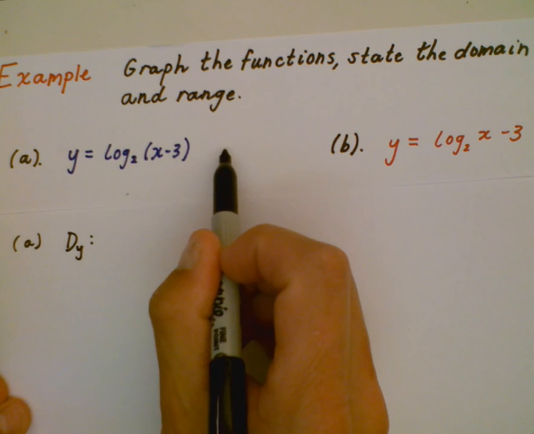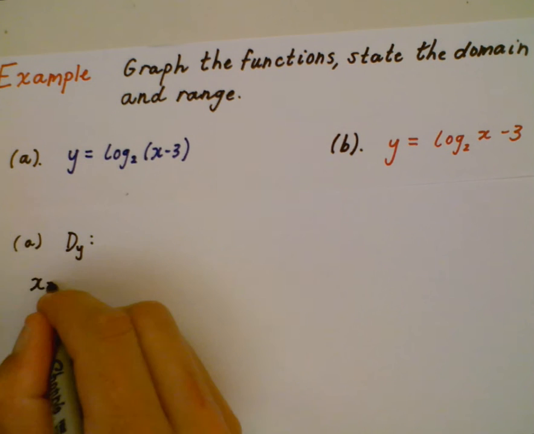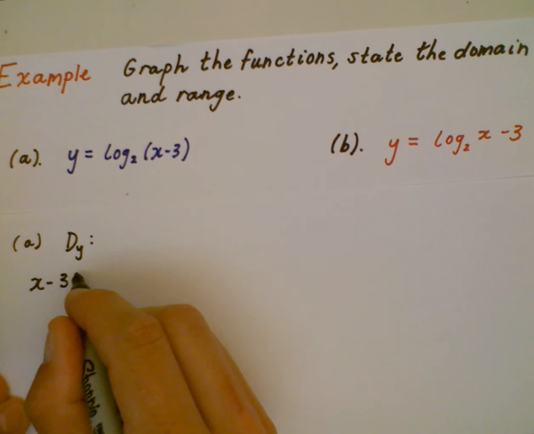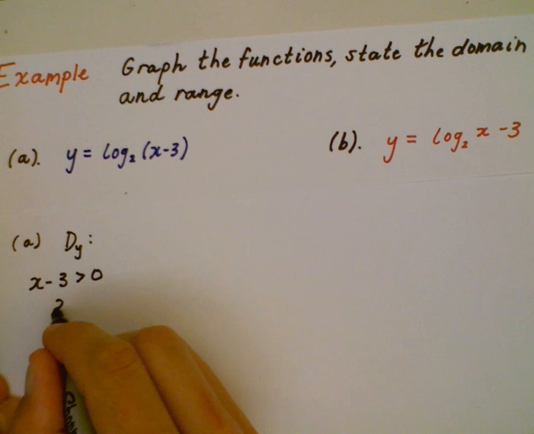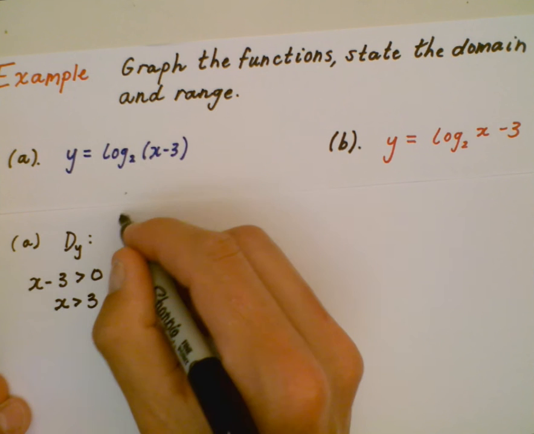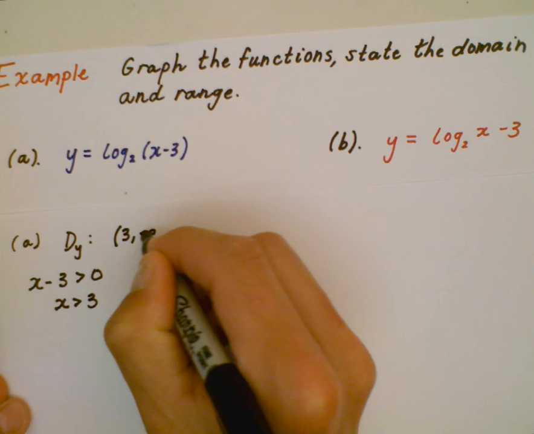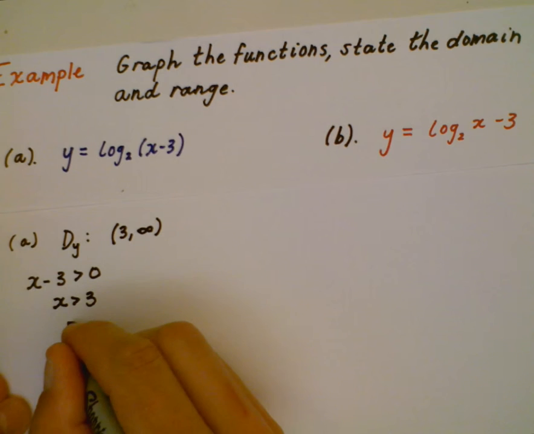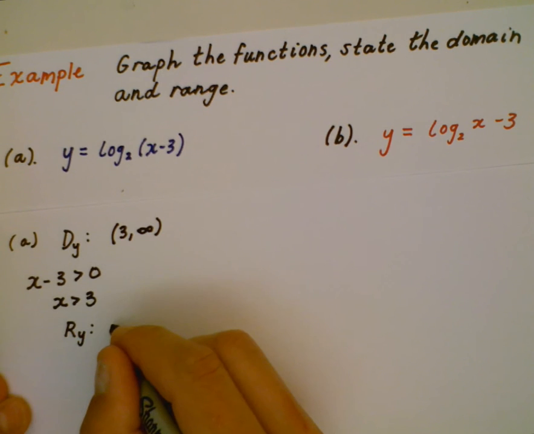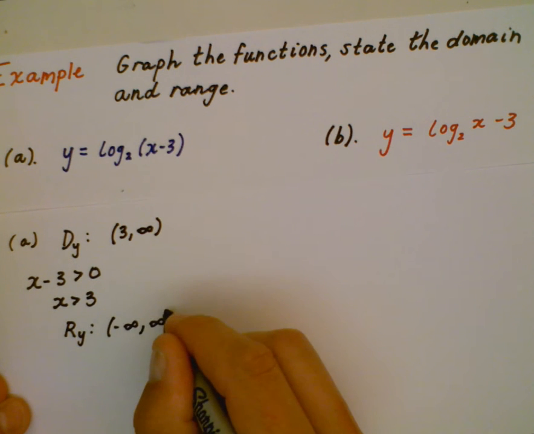Okay, so in our domain video, we know that x minus 3 has to be greater than 0. So if we add 3 to both sides, x has to be greater than 3. So if we wanted to write that in, we could say 3 to infinity. Okay, that's the domain. The range of this function is just going to be all real numbers. Okay? Even though it's a shift, it's all real numbers. So there's our domain and range.